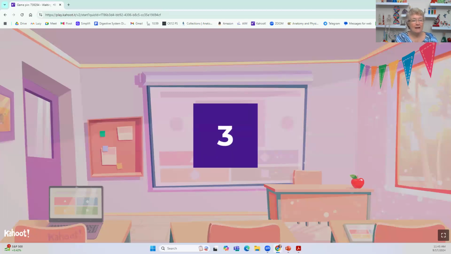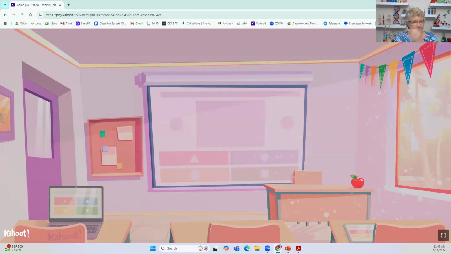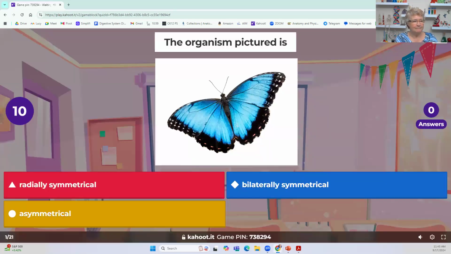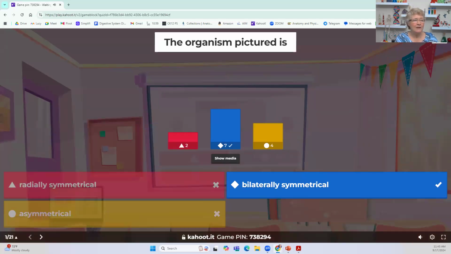Animal anatomy and behavior. The organism pictured is radially, bilaterally, or asymmetrical. It is bilaterally symmetrical. So let's go over what we mean about that again, because about half of you got that one wrong. Radially, think about the wheel of a bicycle or a tire, how it's round, and anywhere that you can draw a line there all the way around, it looks the same on both sides, mirror images of each other.